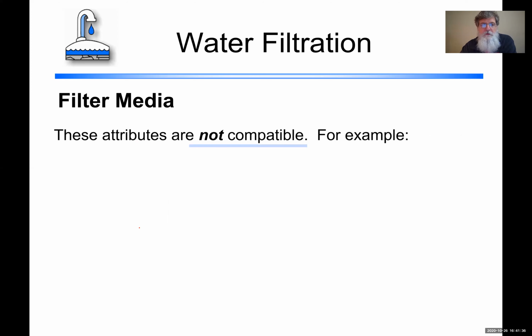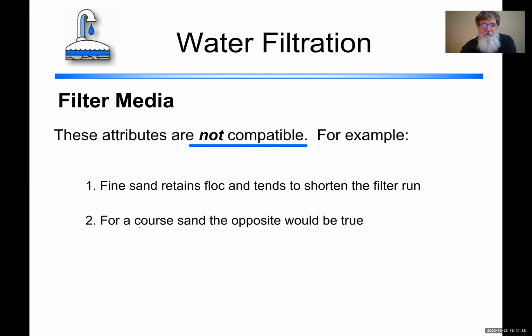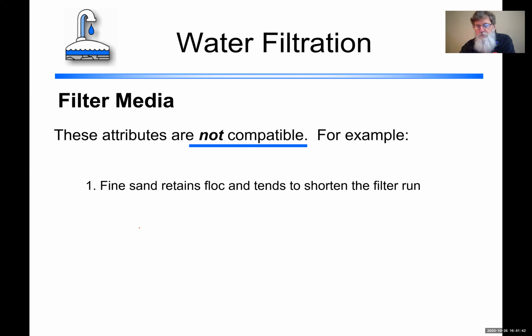For example, fine sands that really retain a lot of floc have very short filter runs, so you need to kind of avoid those. And of course, if you go for super, super coarse, then you have a lot of capacity, but you wouldn't have enough fines, and the fine particles could pass right through. Very poor quality.